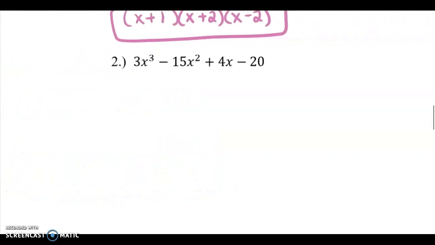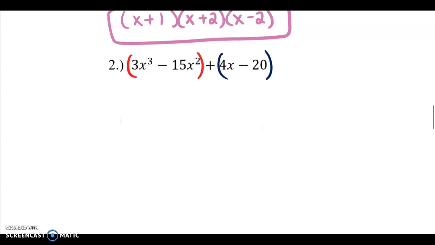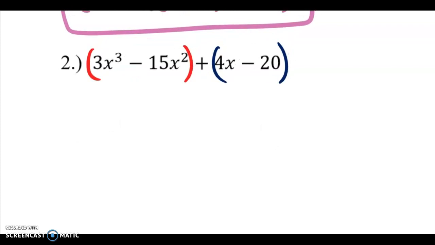Okay, let's look at the next one. Parentheses over the first 2 terms, parentheses around the second 2 terms. So my first 2 terms, pulling out a GCF, it's going to be 3x squared. So I'm going to divide them both by 3x squared. It gives me an x left over for my first and a negative 5 for my second term.